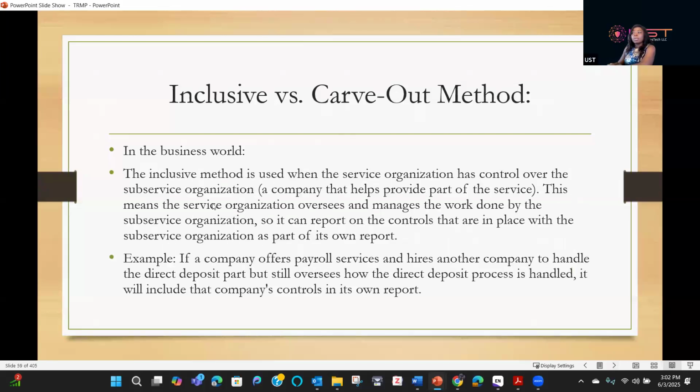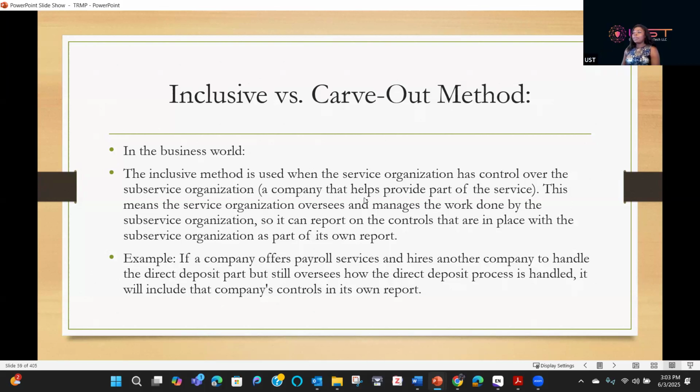But in the business world, this inclusive method is used when the service organization has control over the sub-service organization. We'll spend some time here because it's interesting. And this is the whole chaotic aspect when it comes to assessing your vendors, analyzing SOC reports, understanding their sub-service organizations: what type of methodology did they use? Is it carve-in or carve-out? If it's carve-out and you want to collect artifacts, it can be very chaotic and very, very complex, right?